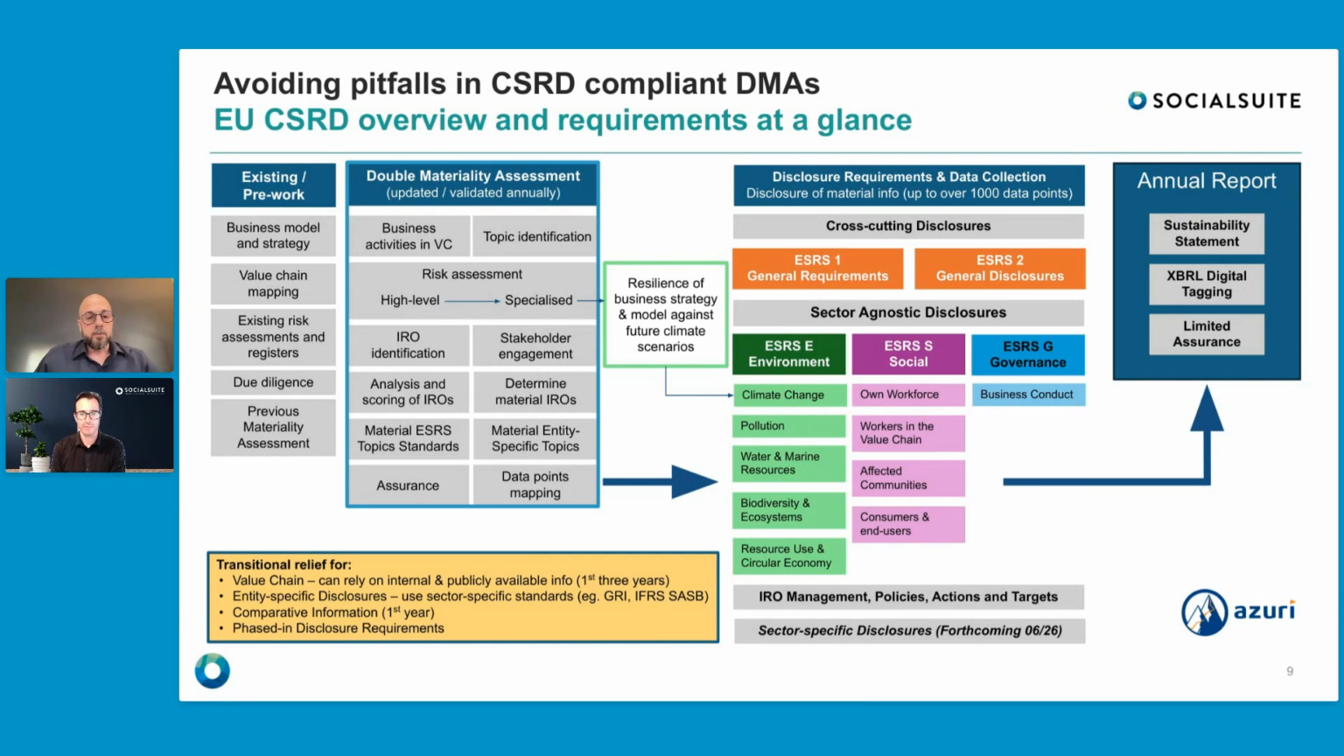But if you look in the bottom left-hand corner here in the yellow box, there is transitional relief, safe harbors, if you will, from 1 to 3 years for a number of different elements related both to the value chain and comparative information in the first year, meaning that you could report on information that's specific to your company for that year, not necessarily going back other years if you don't have that information. And for some disclosures, particularly many on the social side, you can have transitional relief for the first 1 to 3 years. So a lot of options. I know that sounds like a lot, and I'll pause there. I'm sure we'll have many questions about this later.